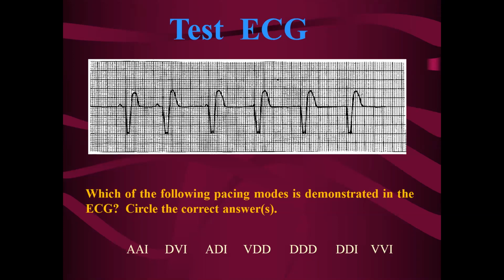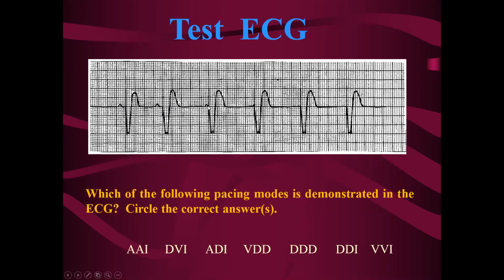Now, the only thing about VDD is, if it is in VDD, the AV interval should be consistent, right? Whenever it senses a P wave, it should have a consistent interval. So this one might be a tricky one where you need some type of caliper to work it out. Here the P wave is a little bit faster, and the pacemaker is tracking it. And I think this P wave is coming a little bit later.